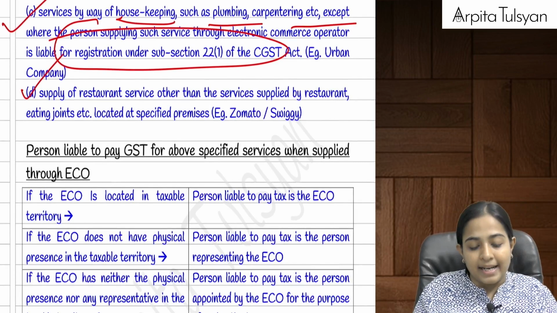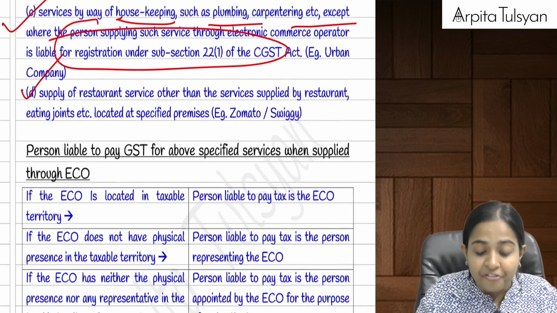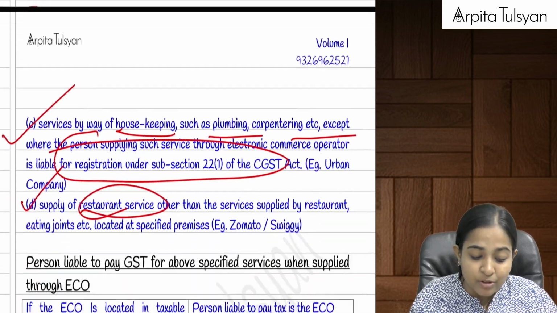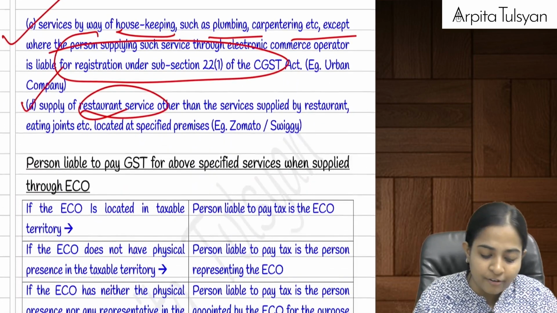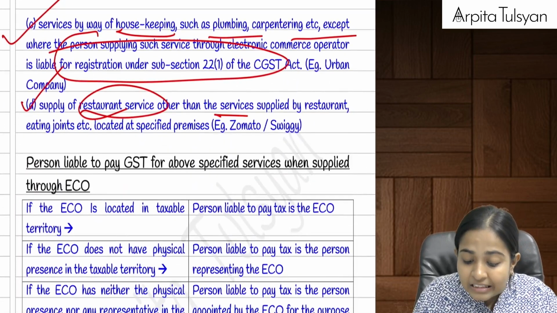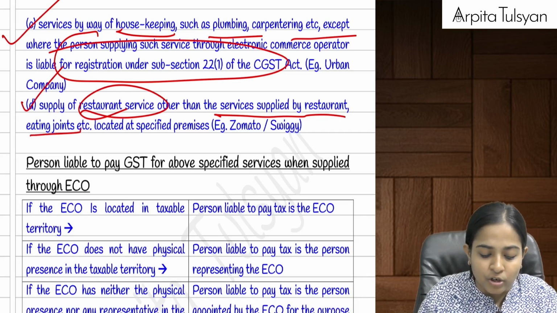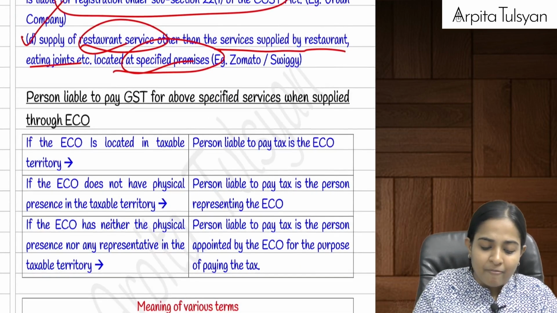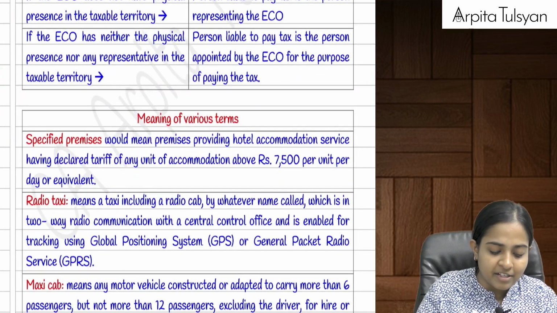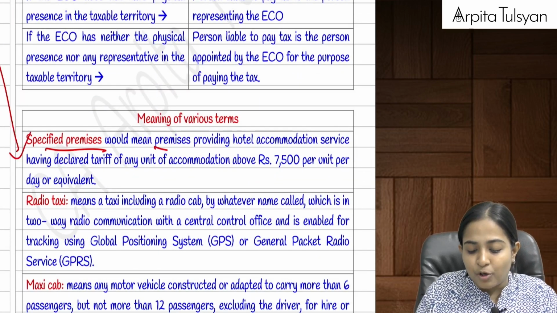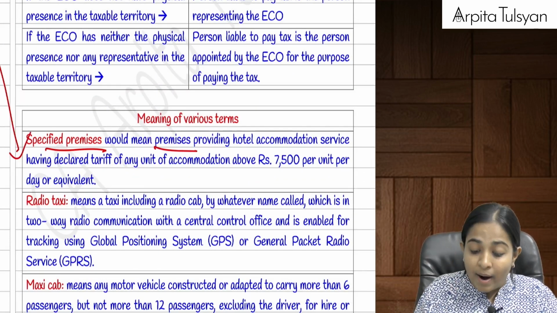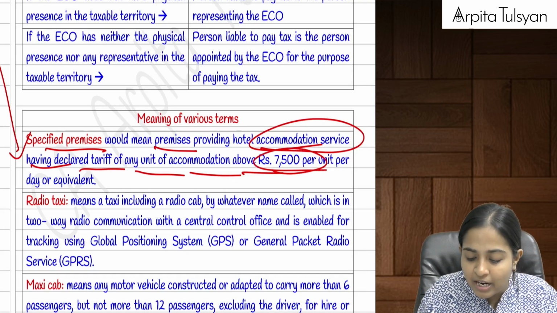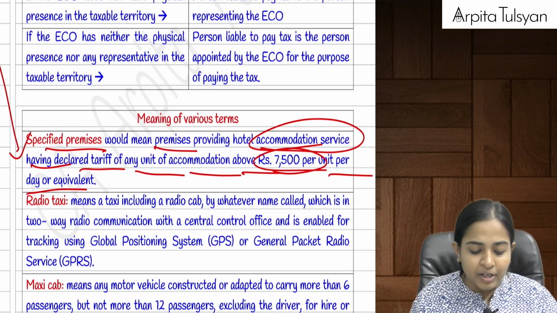And the last one is important, supply of restaurant service. B point was different. B point was accommodation, that was stay, and your restaurant service is only food. Supply of restaurant service other than services supplied by a restaurant, eating joints, etc., located in specified premises. Okay, ma'am, what do you mean by specified premises? Everyone, listen. Specified premises would mean premises providing accommodation service having declared tariff of any unit of accommodation above 7,500 per unit per day.